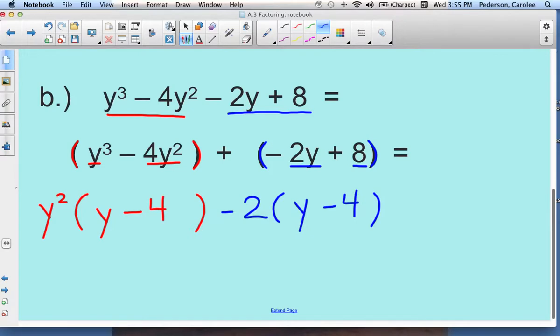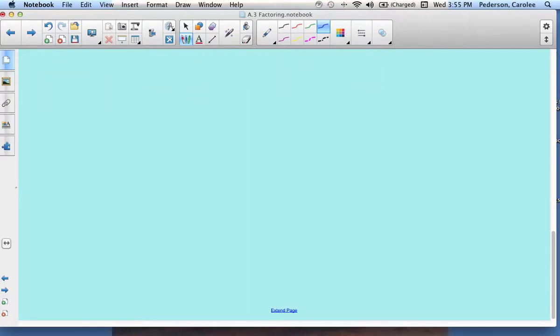Now look at the parentheses. Do they both match up? Are they exactly the same? Yes. So this is my new GCF.